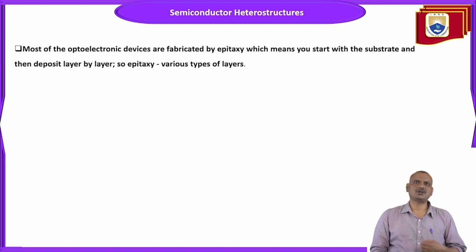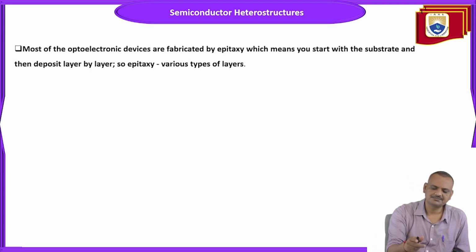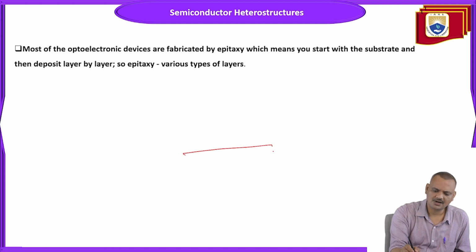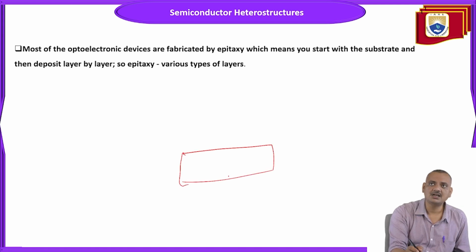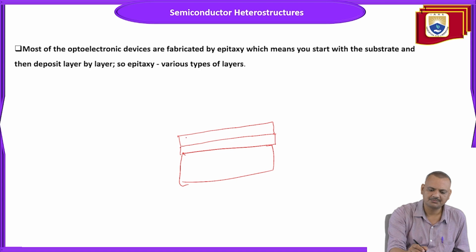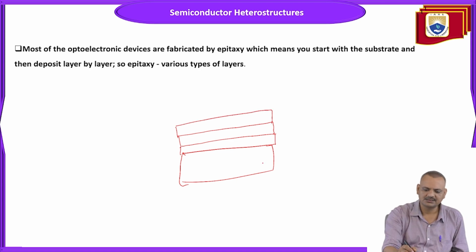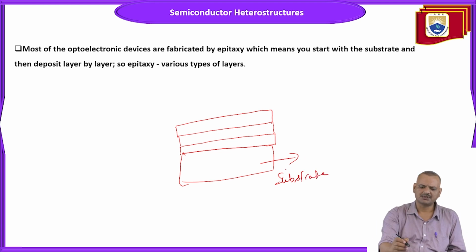Most optoelectronic devices are fabricated by epitaxy, which means you start with a substrate. Let's suppose this is your substrate, and then deposit layer by layer. So this is a kind of epitaxial growth. And this is the substrate. This substrate also has some property; it is also a kind of semiconducting material.